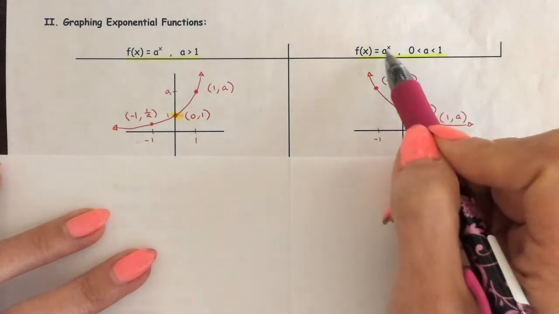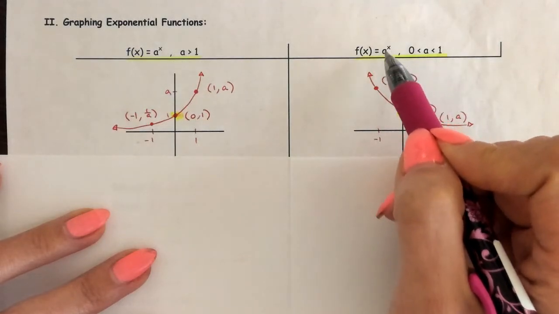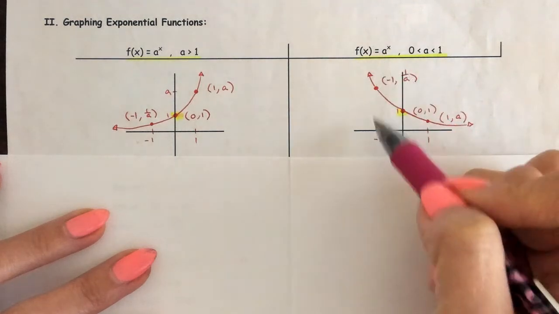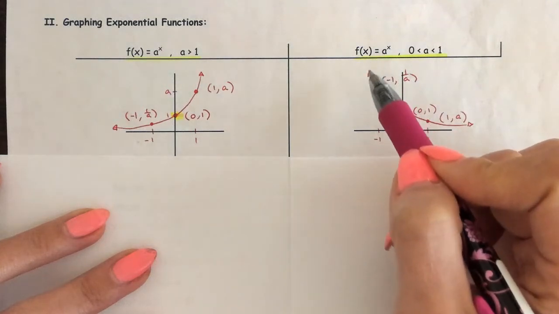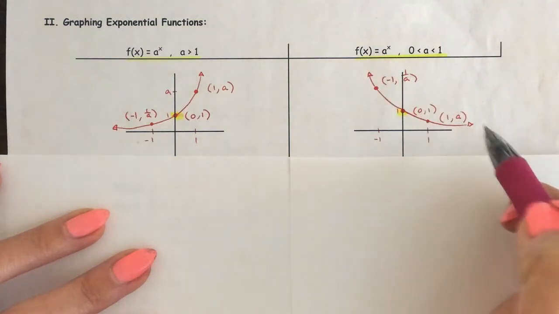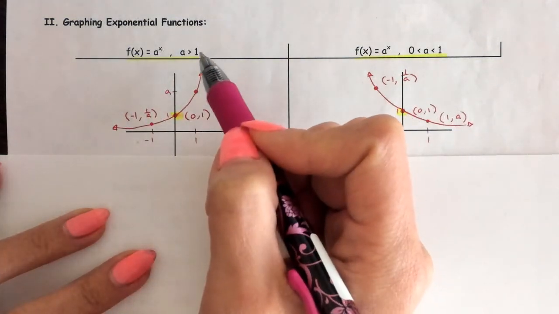And then if you plugged in -1 up here, 1/2 to the -1 power, you would flip it and get a 2. So then it goes up here. So see how an exponential function can go down. So this is a decreasing exponential function. This is an increasing exponential function, okay?